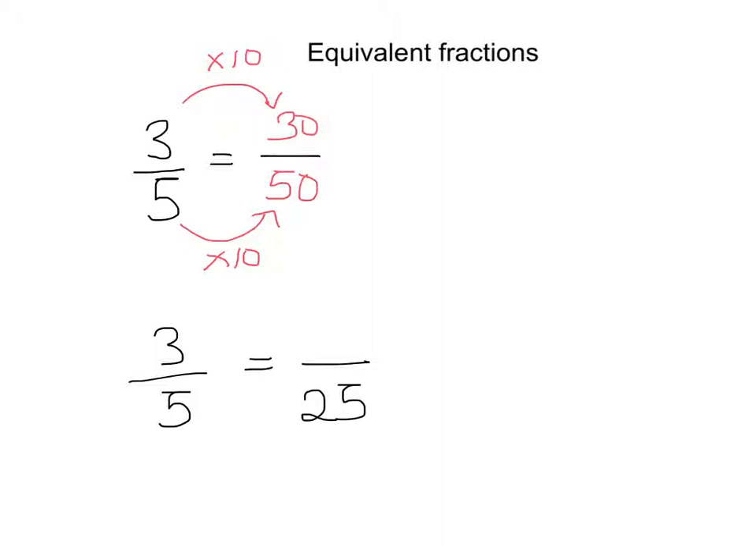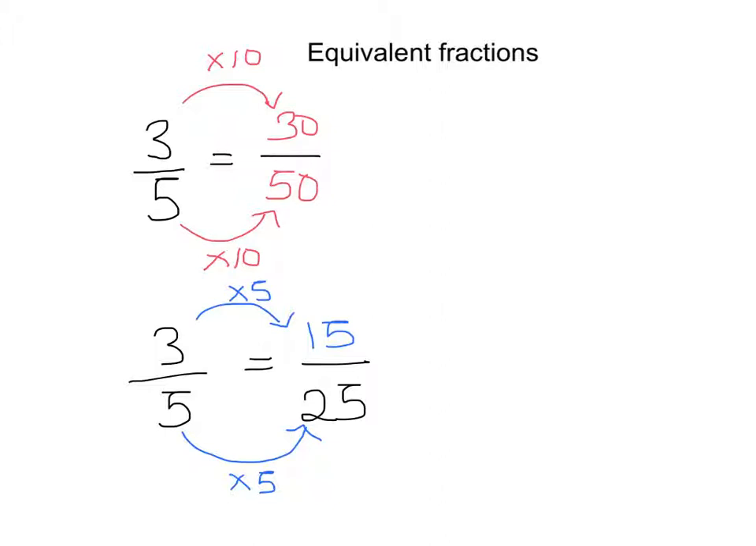Here you need to identify the multiple. So because we're linking between 5 and 25, 5 times 5 is 25. So we must do the same to the top. So it'd be 3 times 5, which is 15, and that is equivalent to 3/5. This works the same when we're cancelling fractions as well.